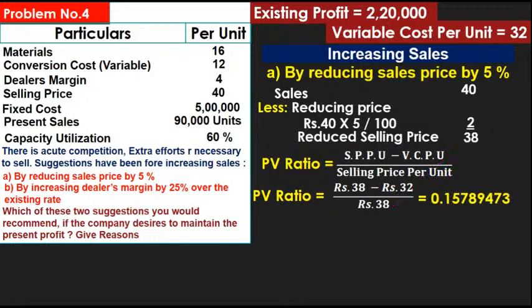What is the PV ratio? 0.157894473. It is necessary to take at least 6 digits, because then you will get the nearest answer. That's why you should take at least 6 digits. Okay, what is the PV ratio?